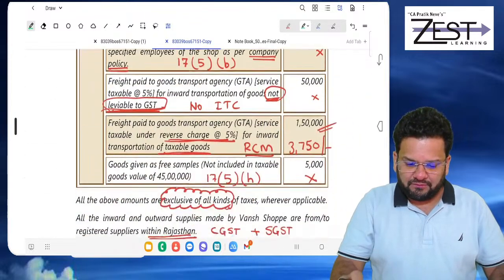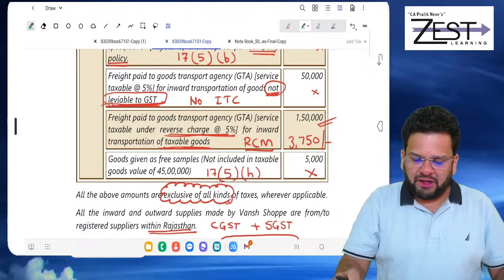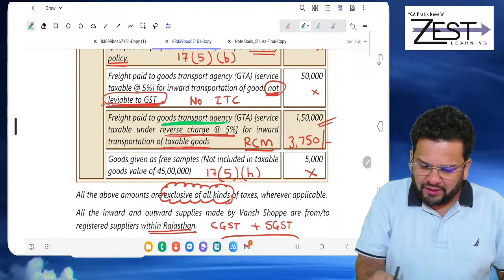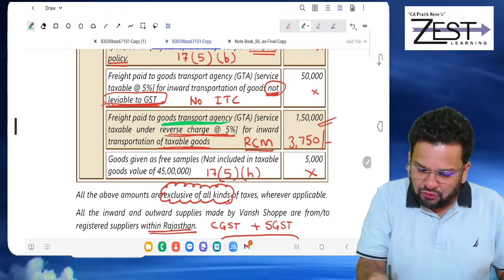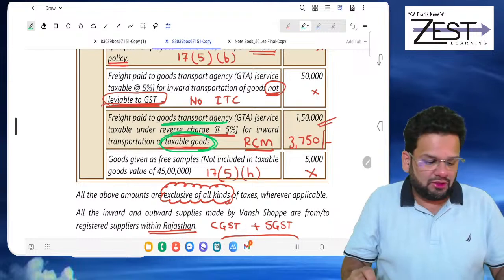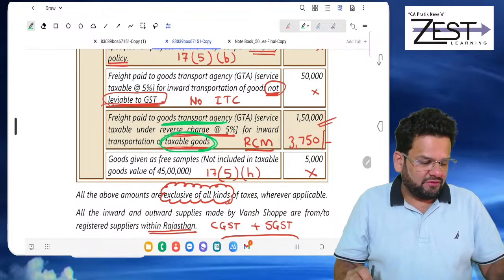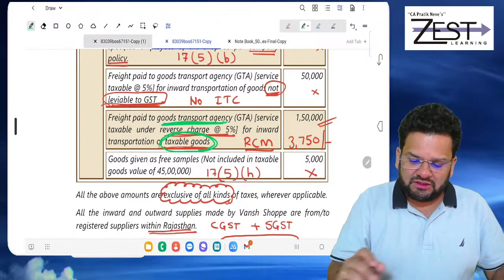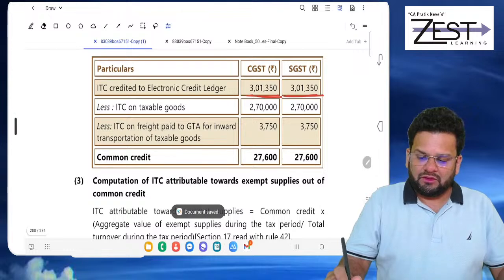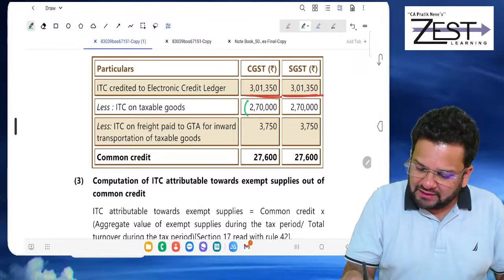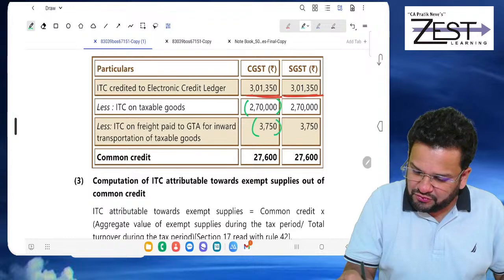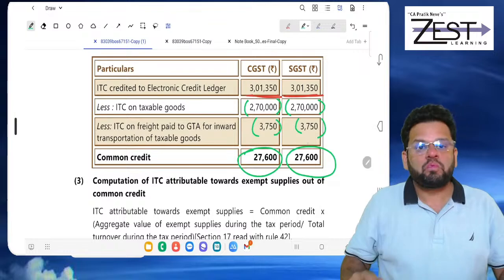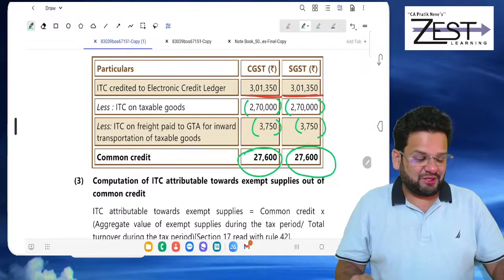Apart from that, freight paid for GTA, service taxable under RCM for inward transportation of taxable goods. So plus 3,750. Do you agree that it is 2,73,750? If you subtract 2,73,750, you are going to get the common credit. Did you all get the common credit? Just let me know.